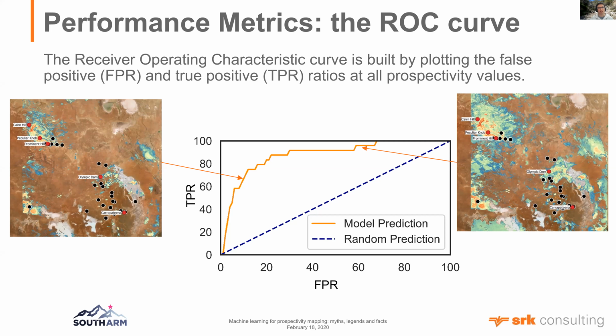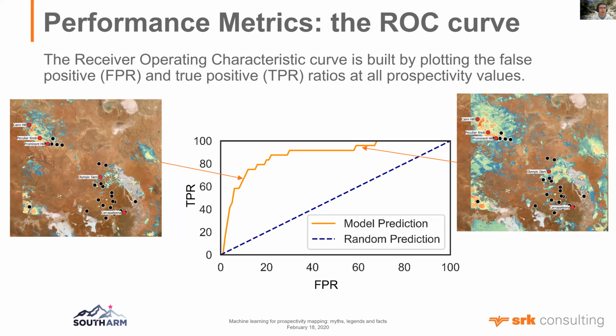So the more you increase your prospective ground, the more deposits you'll have, but the area will be larger, so not ideal for exploration. What you want ideally is a ROC curve that's very steep, goes high, reaches 100%, and then is flat. It means your algorithm is really good. If your ROC curve is a line like that, it means your algorithm is really bad. It's as good as a random prediction. So you want these steep curves.